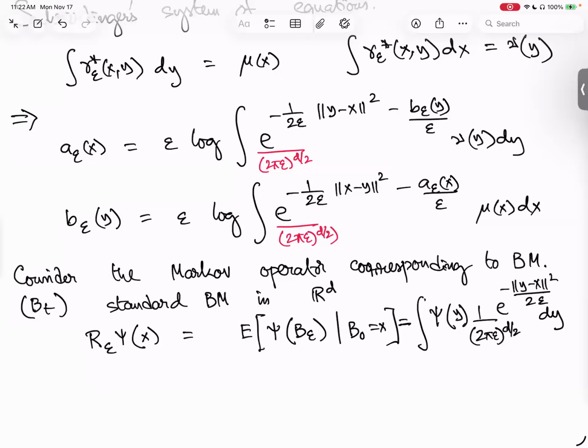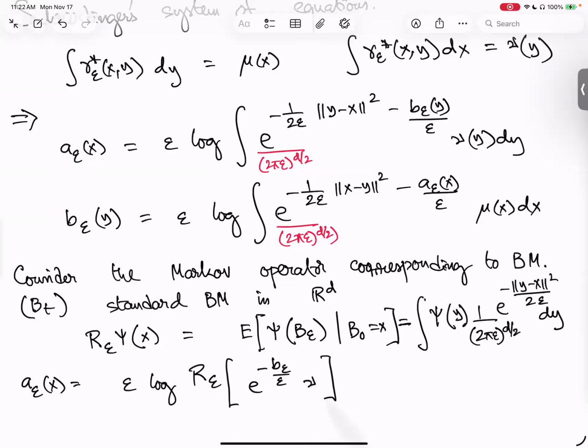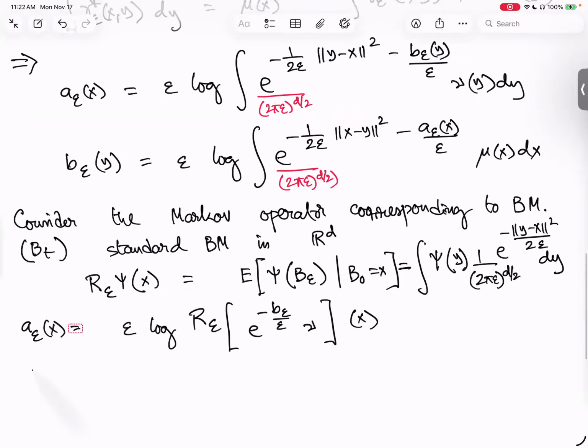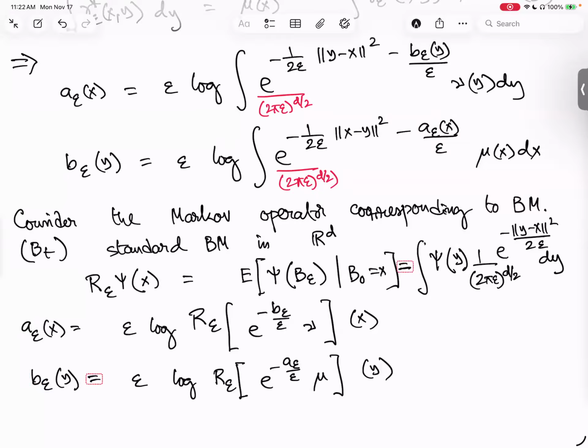In terms of these Markov operators, you can see that A epsilon of x may be written as epsilon log R epsilon of e to the power minus b epsilon over epsilon, times nu, applied to x. And similarly, I can write b epsilon of y as epsilon log R epsilon of e to the power minus a epsilon over epsilon, times mu, at y.